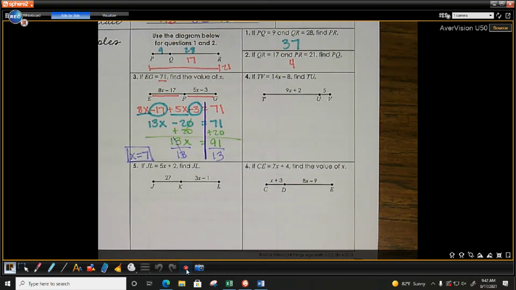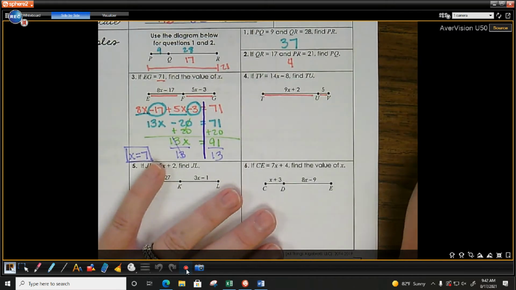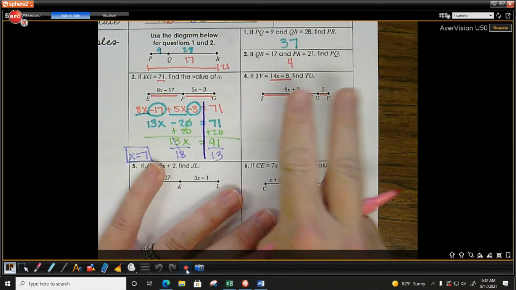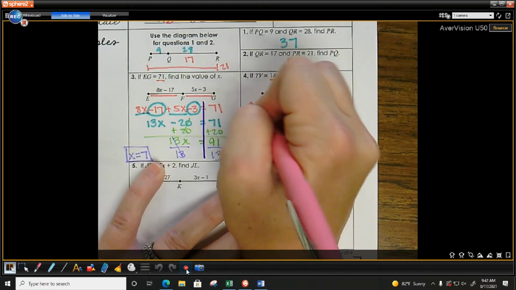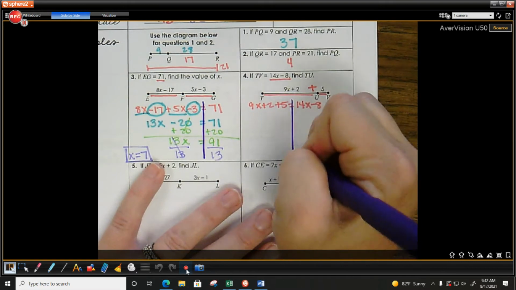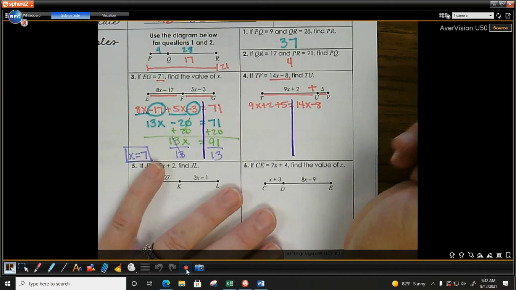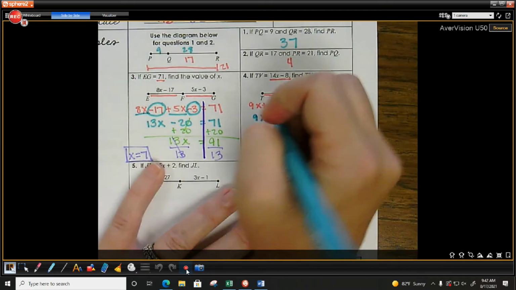Yes. Okay. So, I have TU and I have UV. Do I know the total? Yes. What's the total? Very good. So I'm going to add these two together and I'm going to set it equal to the total. So 9x plus 2 plus 5 equals 14x minus 8. Okay, combine your like terms and what do I get? 11x. Oh, wait, no. 9x plus 7.